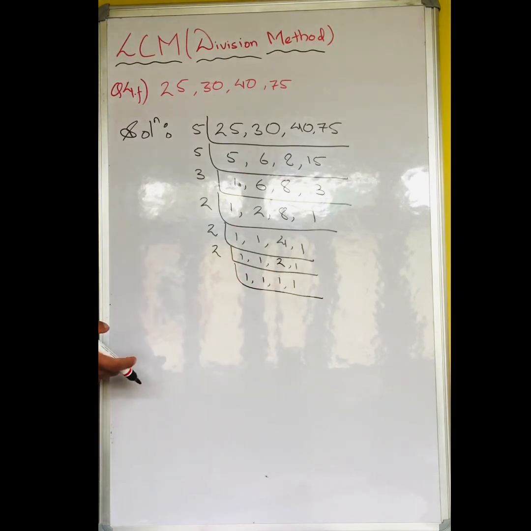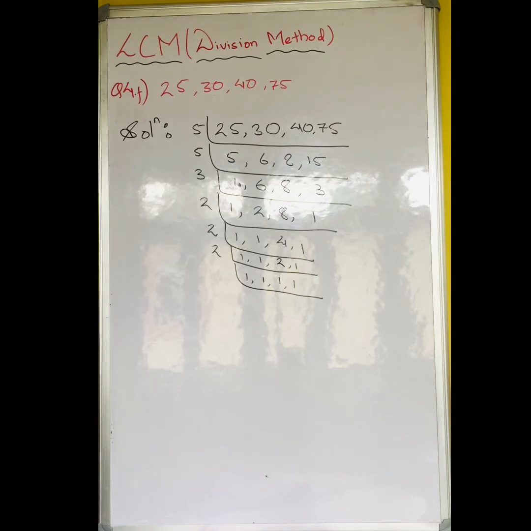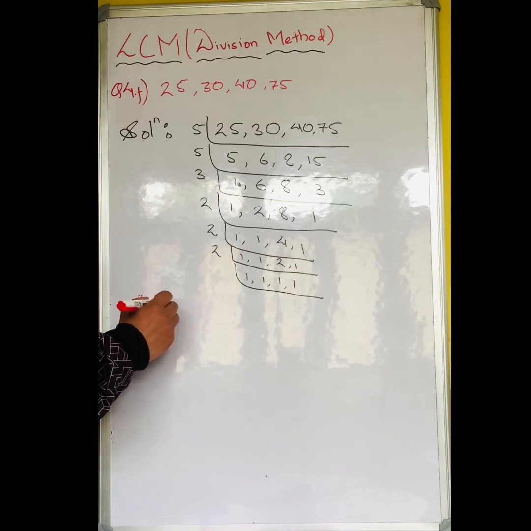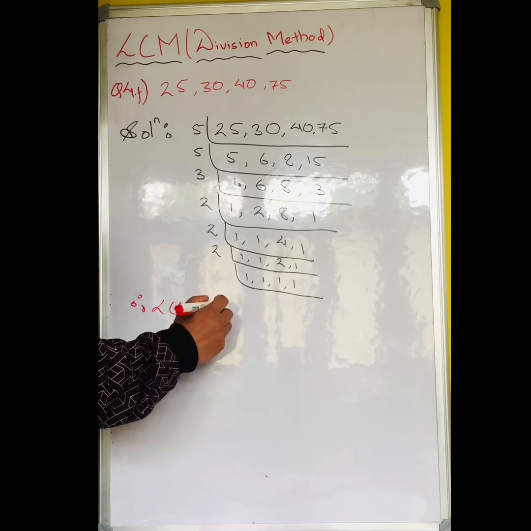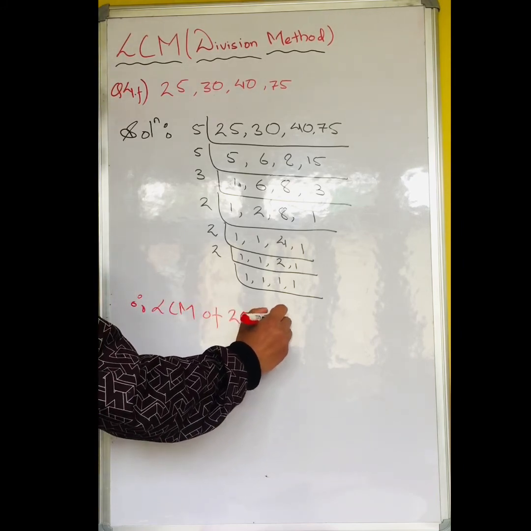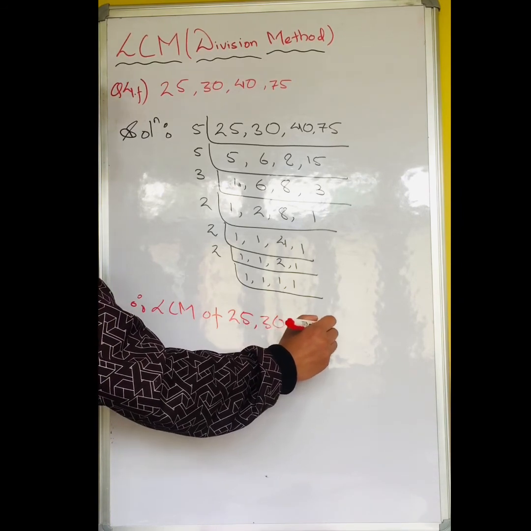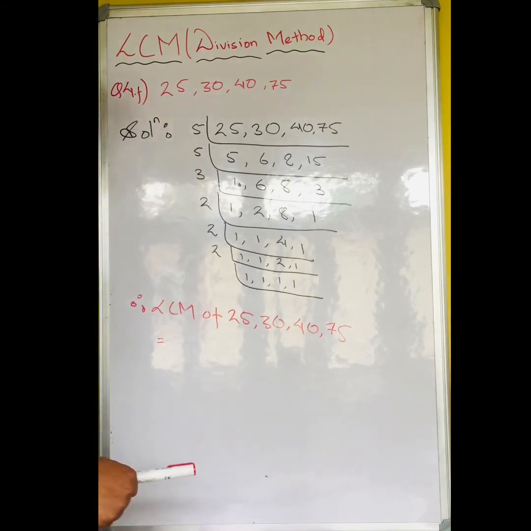You have to go on until you reach 1, 1, 1 and 1. The last step should be 1. Therefore, the LCM of 25, 30, 40 and 75 is equal to the product of these numbers.